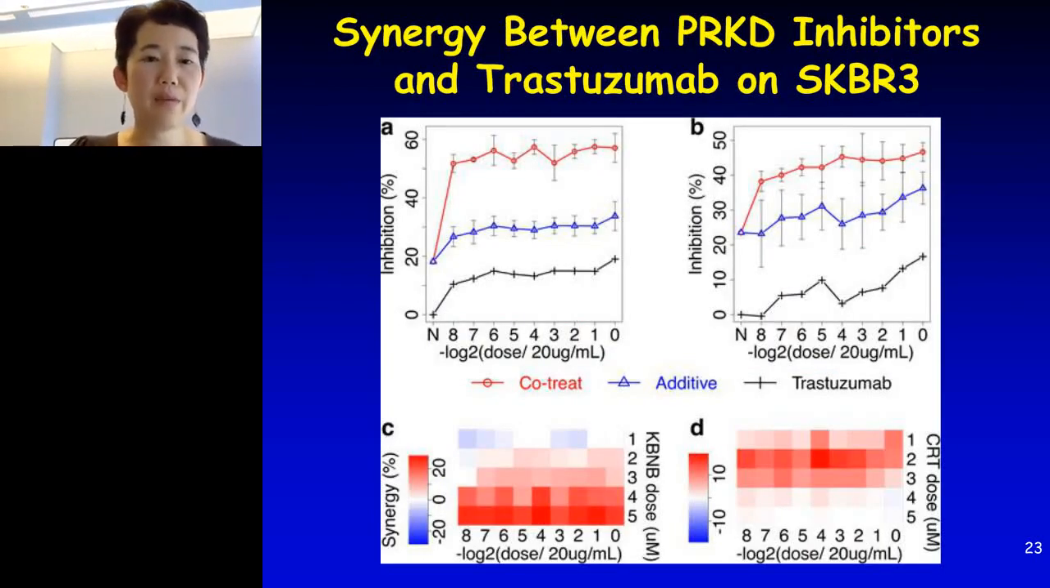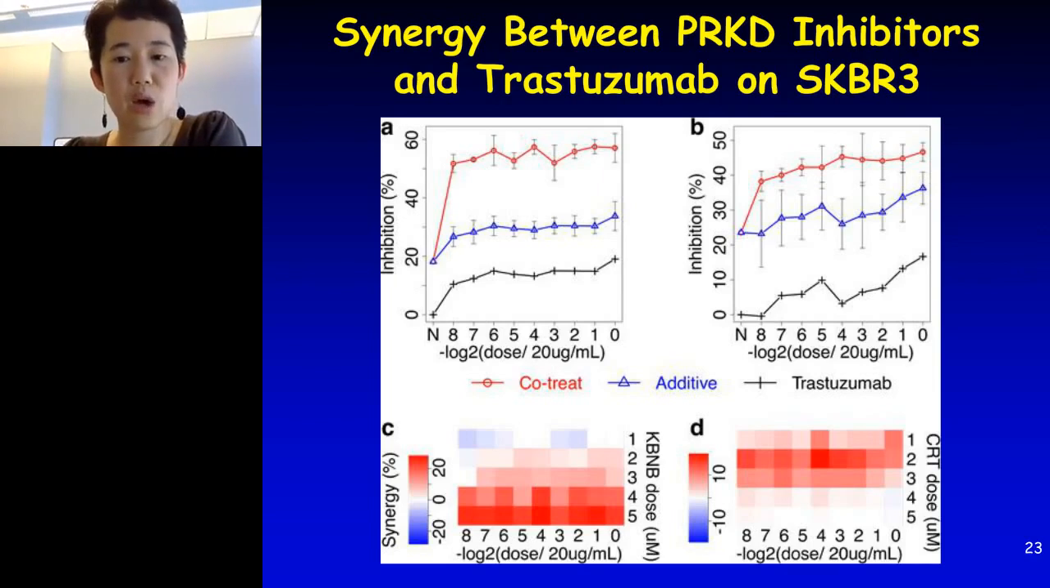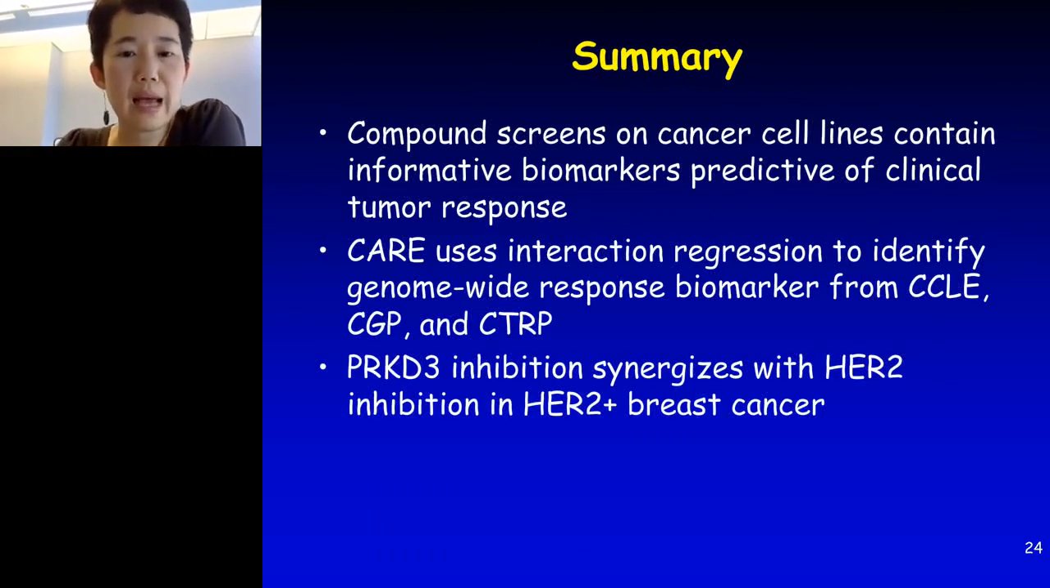In terms of HER2 inhibition, in addition to lapatinib, which is a small molecule inhibitor, there is also trastuzumab, which is an antibody drug targeting HER2. So in addition to testing the combination of PRKD3 inhibitor with lapatinib, we also tested this combination with the antibody trastuzumab, and you can also see good synergy of the two different drugs with the trastuzumab.